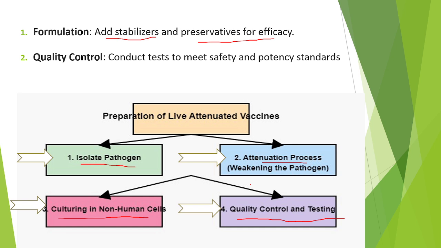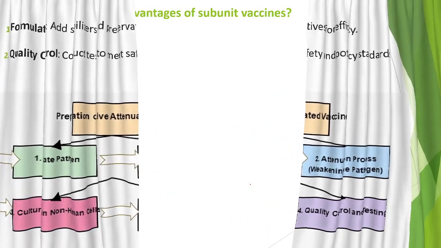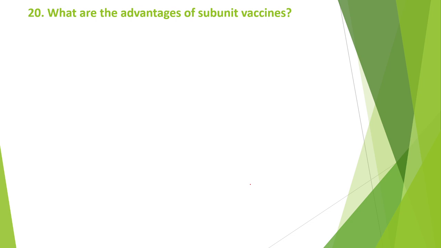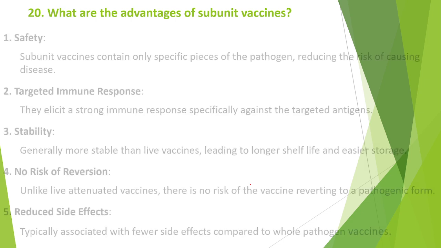So examples of these are MMR (measles, mumps, rubella) vaccines, which are live attenuated, and also the oral polio vaccine, which is made using attenuated polio virus. So this brings us to question number 20, which is going to be our last question: what are the advantages of subunit vaccines? Subunit vaccines are purified components of pathogens, such as proteins or sugars, that elicit an immune response without involving the entire pathogen.